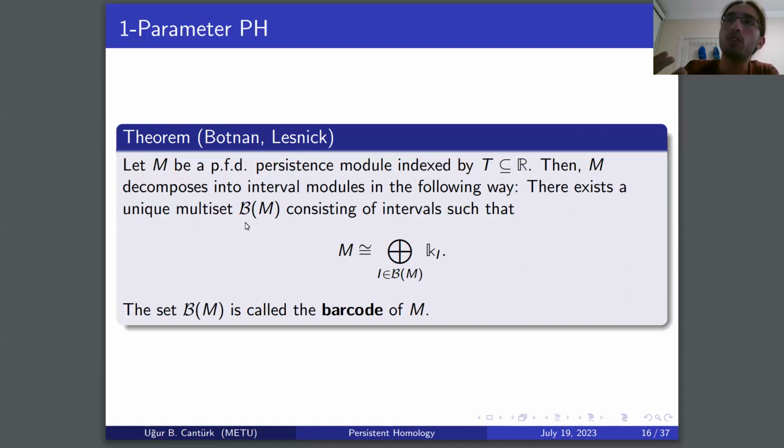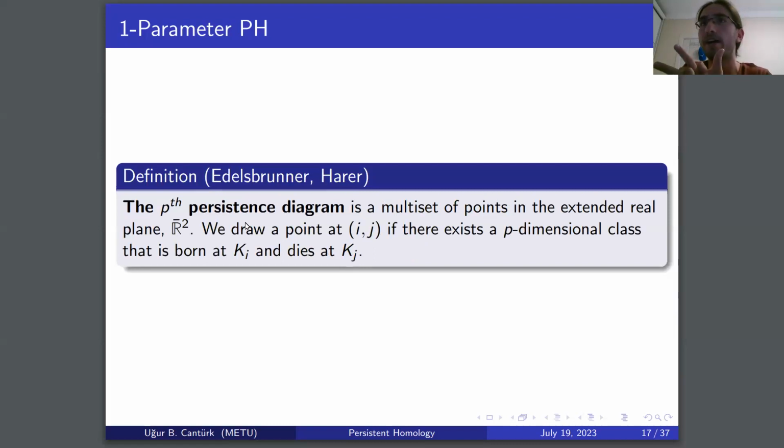So if you want to say whether two pointwise finite dimensional persistent modules are isomorphic or not, you can use their barcodes. You can just pass through the barcode and try to see whether they are isomorphic or not by looking at the barcodes. We will see a concrete example in a minute, but before that, we have another invariant, which is equivalent to the barcode, which is defined as the persistence diagram.